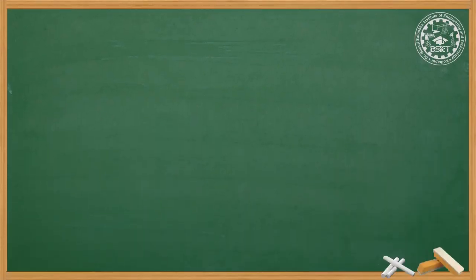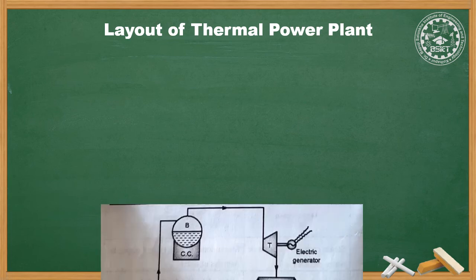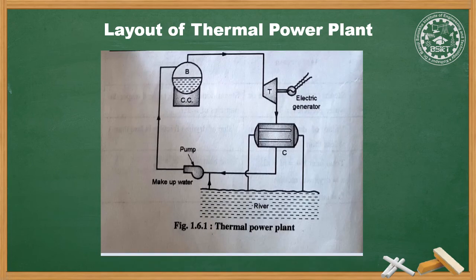The next point is the layout of a thermal power plant, or layout of a steam power plant. A question regarding the same is asked in the MSBTE examination, such as draw a labeled sketch of a thermal power plant and state its application. The figure below shows the thermal power plant. There are basically four main components of a power plant.